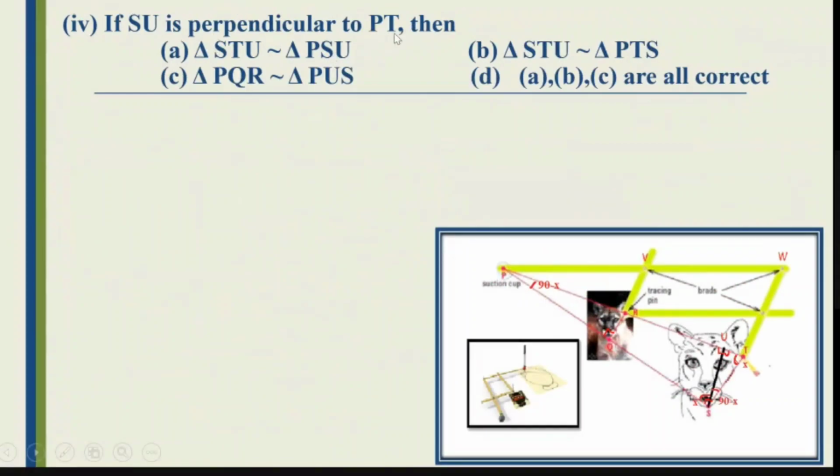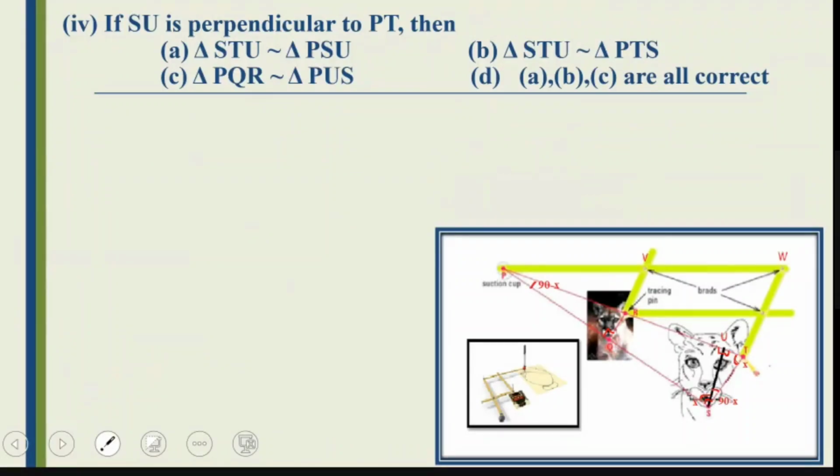If SU is perpendicular to PT, then I have four options given to me. Now let us take angle T to be as X. Now because this is 90 degree given to us, carefully see, then this angle is 90, this is X, so this becomes 90 minus X. Also, angle PST is equal to 90 degrees, because if angle TSU is 90 minus x, automatically angle PSU comes out to be x. Because angle S was 90, angle T is equal to x, I get this angle P equal to 90 minus x.